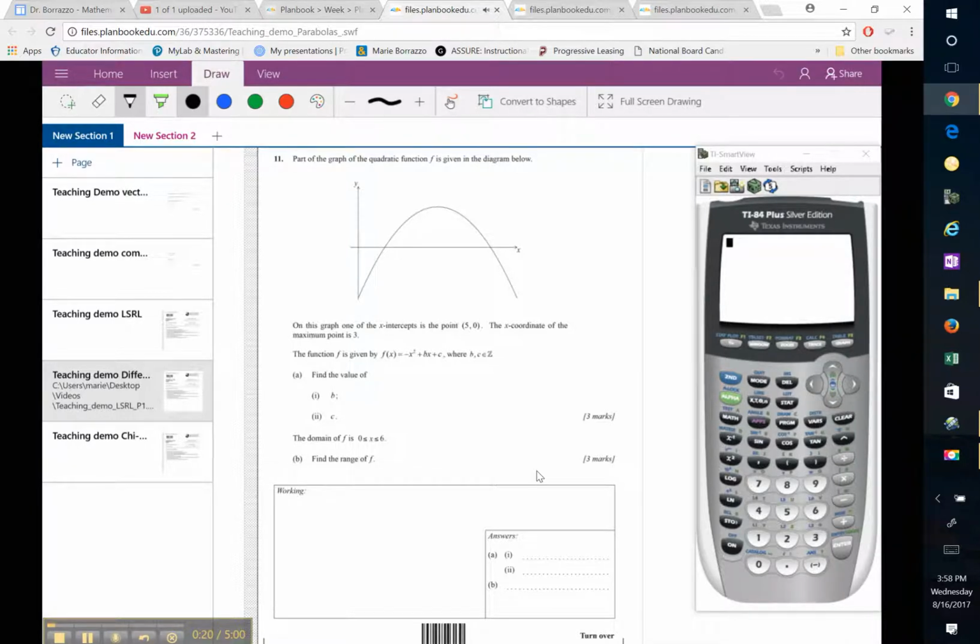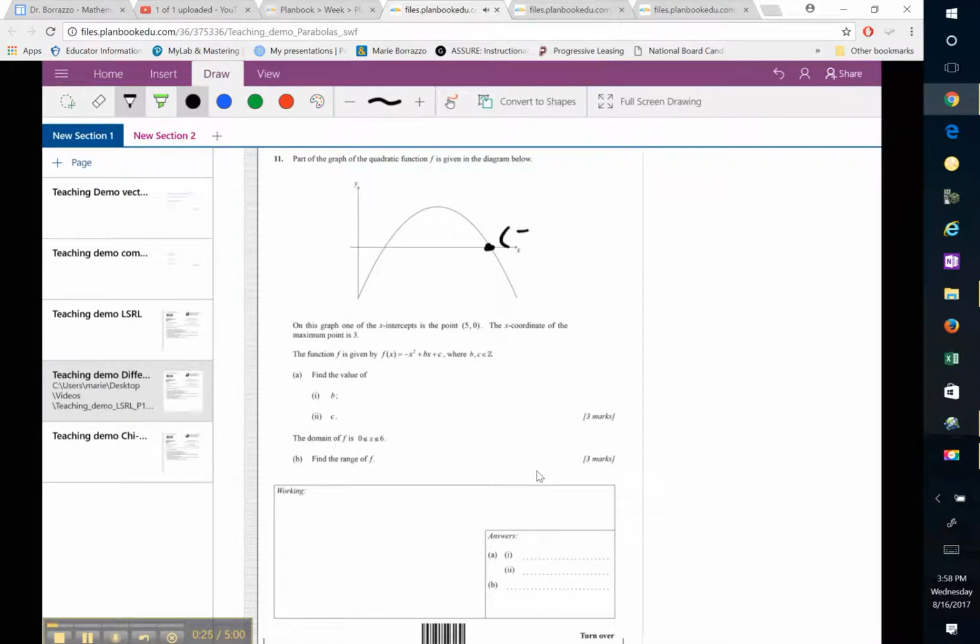So on this graph, it's telling you one of the points is (5, 0). So I'm going to go on a hunch, and I'm going to indicate that this point here is the point (5, 0). Further, they're telling you that the x-coordinate of the maximum point is 3, which basically they're giving you the vertex. So we know the vertex includes the axis of symmetry where x is 3, and we need to find obviously the y if we're interested, not that they ask us to.